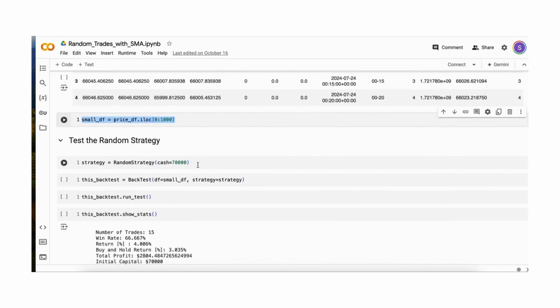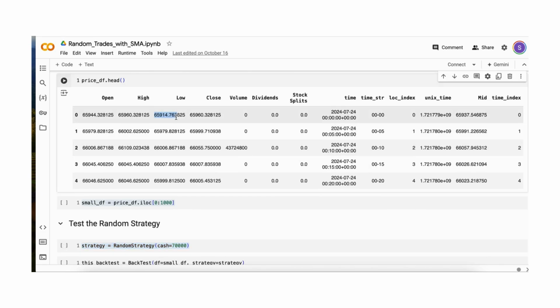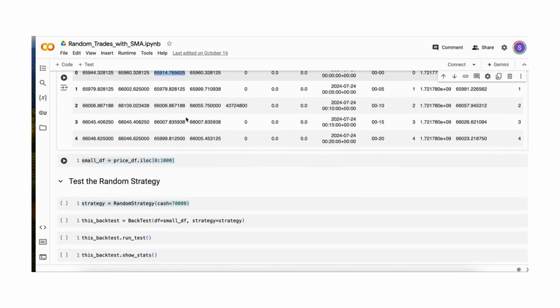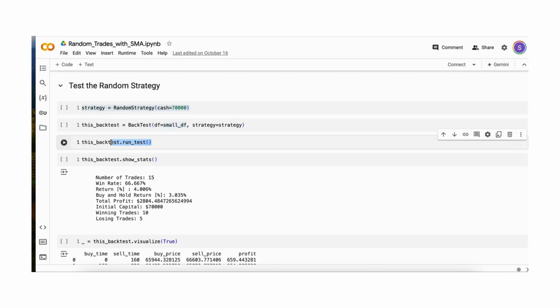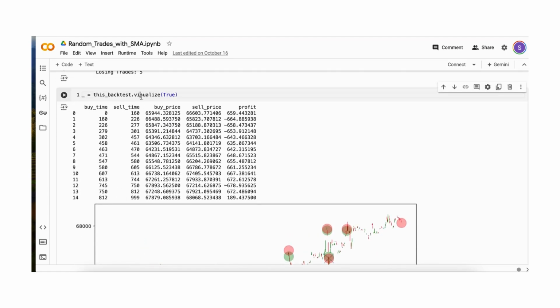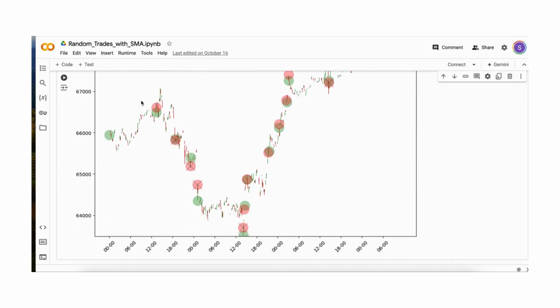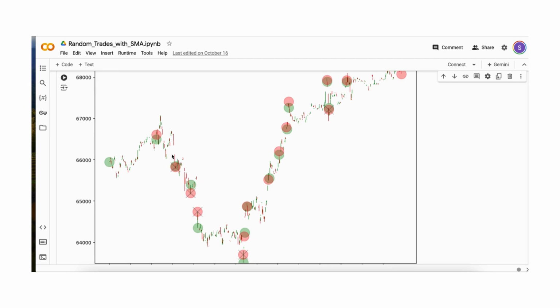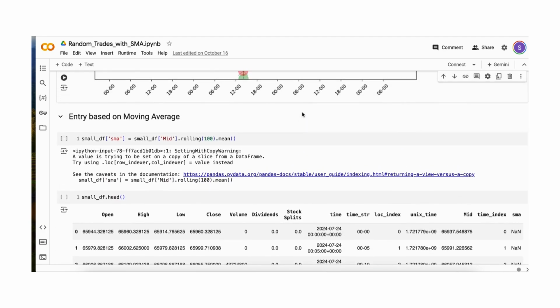First we test out a random strategy where we start with cash of 70,000, which should allow us to buy 1 Bitcoin at a time. That's the general idea, and then I run the backtest. I have this run backtest and show stats function. When I visualize the backtest using the library, which I described before, you can see this result where I lose some of these trades, and then I keep winning when the stock goes up.